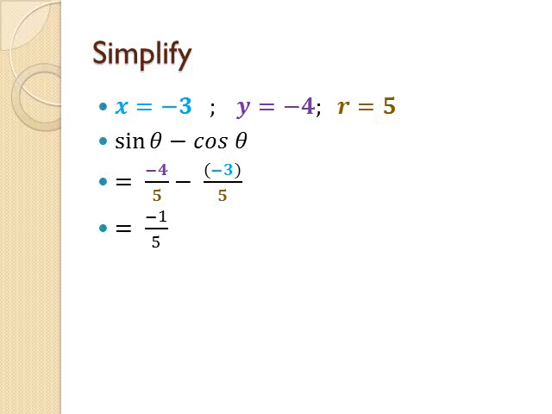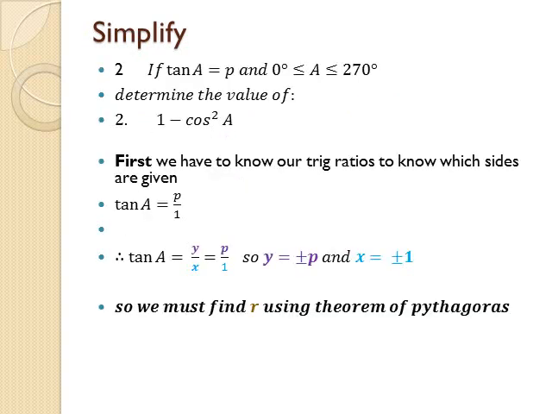Right, let's look at the second problem. Here in the second problem, they say if tan A equals P, and angle A is less than or equal to 270 and greater than or equal to 0, determine the value of 1 minus cos squared A. Now this is a favorite of catching you out. You need to remember anything divided by 1 stays the same. So first, I can rewrite tan A as P over 1.